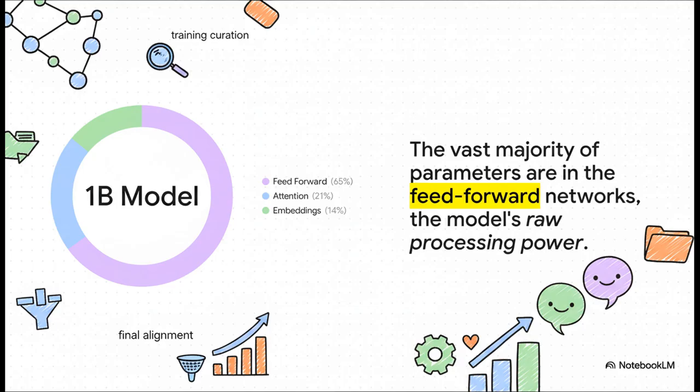It's pretty interesting. You can see that a massive chunk, about 65% of its parameters, are in what's called feed-forward networks. You can think of these as the model's raw computational horsepower. The next biggest piece, the attention layers, well, that's the magic that lets the model weigh the importance of different words and actually understand context.